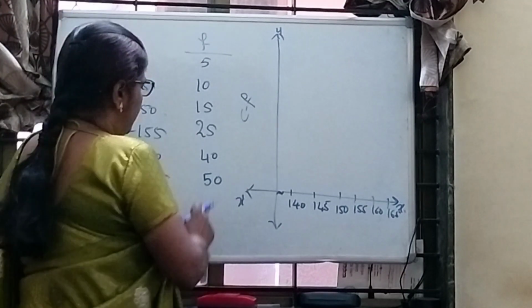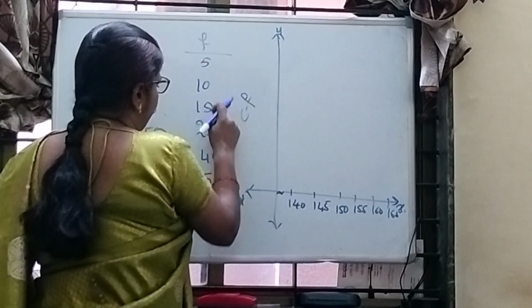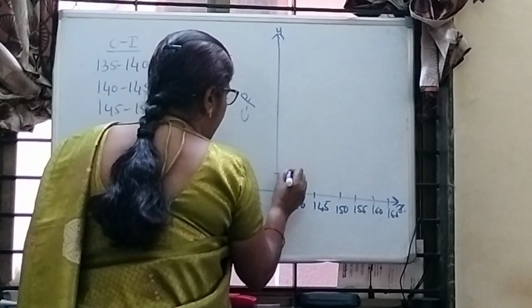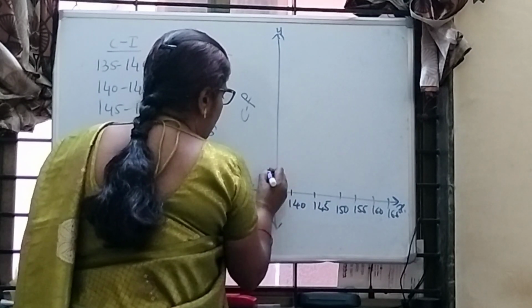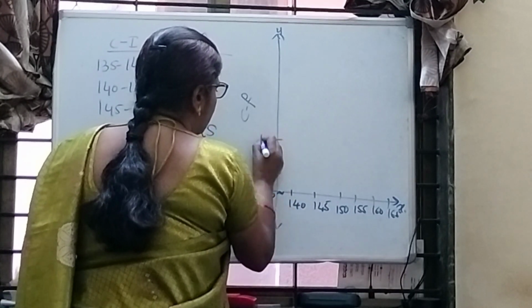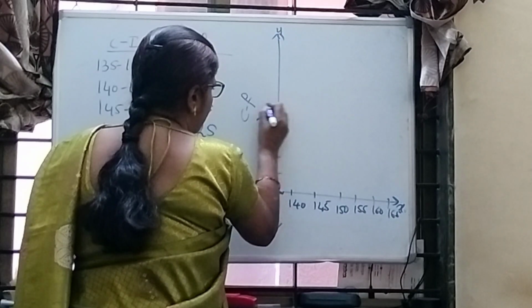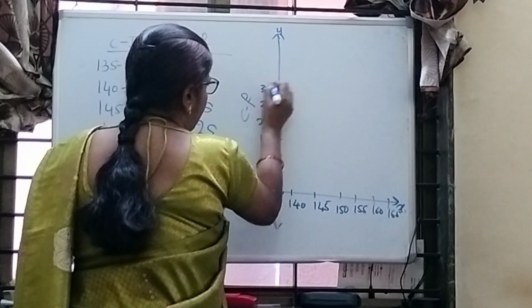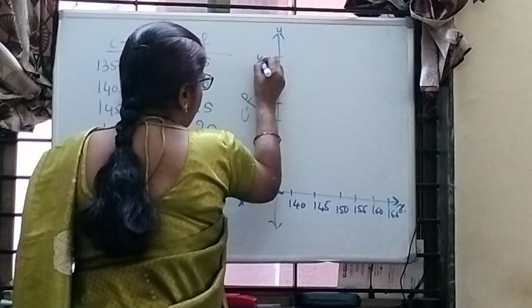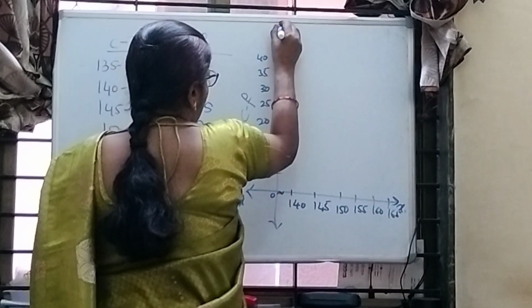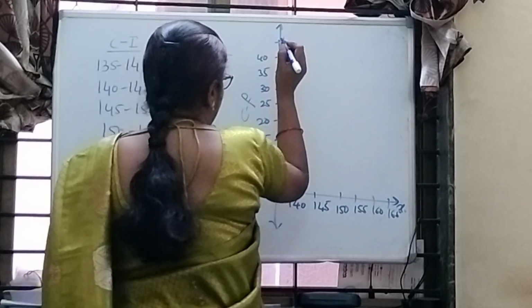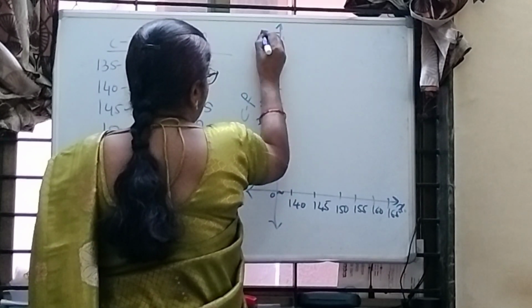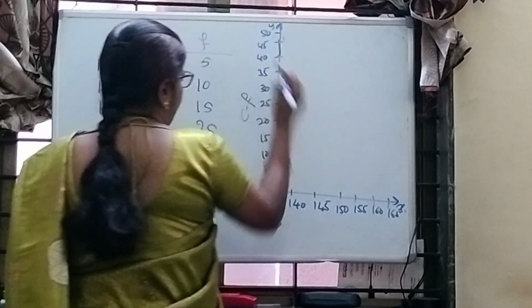Here it is up to 5, 10, 15. You can just take like that only. This is 0, 5, 10, 15, 20, 25, 30, 35, 40. You can also go for 10, 20 also. 45, 50 I am taking. Already I have taken now.